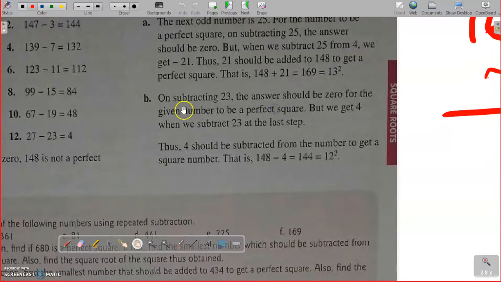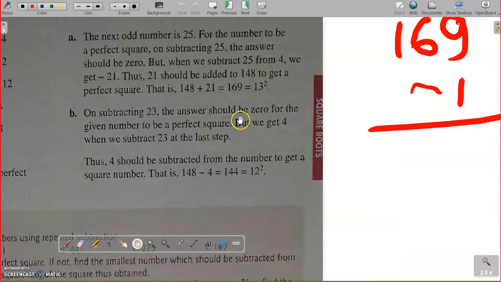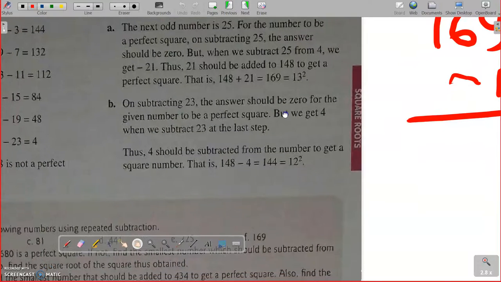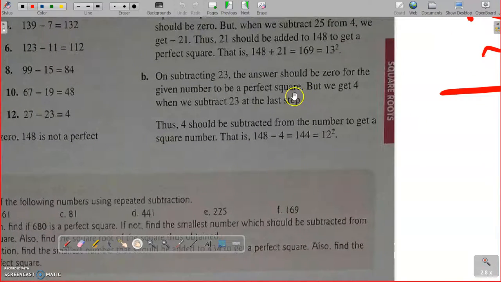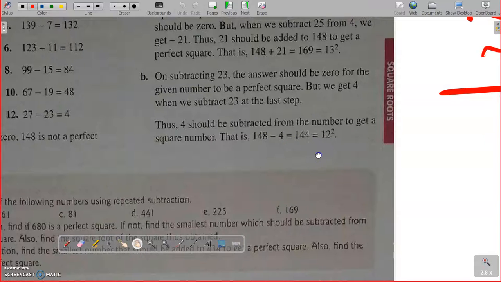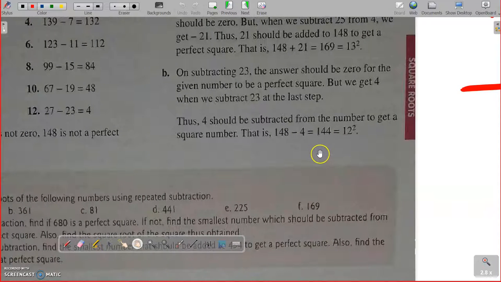Okay. And here, what should be subtracted? In the next question, (b), it has been asked what should be subtracted to make it a perfect square. On subtracting 23, the answer should be 0 for the given number to be a perfect square. But we get 4. So that 4 should be removed. When we subtract 23 from the last step, 4 we had got as a remainder, so that should be subtracted. So 4 should be subtracted from the number to get a square number, that is 148 minus 4, that is 144, that is the square of 12. Is this clear?